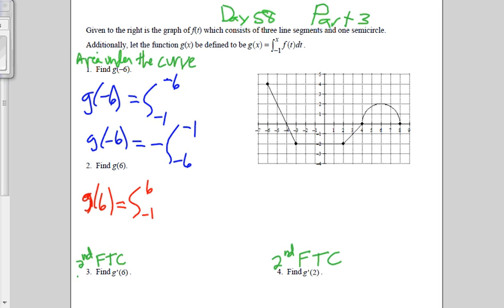We're on Calculus, Unit 7, Day 58, Part 3. I'm just going to set up some of these, and then we'll talk about them later, or you already have the solutions, but now I'm able to talk through them.